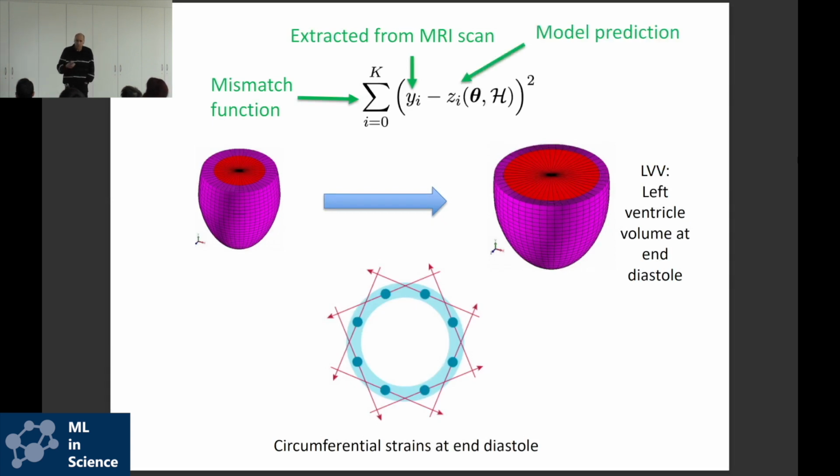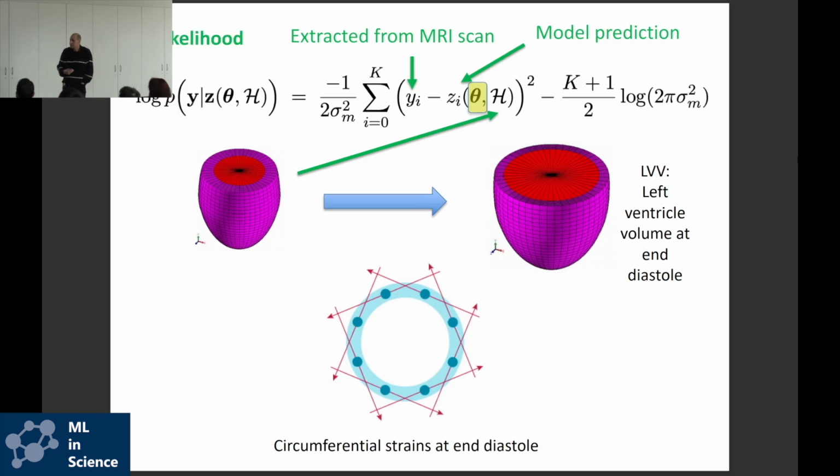The model depends on the shape of the left ventricle. It also depends on the cardiomechanic parameters. And we want to now infer the parameters by minimizing the mismatch. That would allow you to minimize the objective function and find the best parameters. It doesn't tell you anything about the uncertainty. In order to do uncertainty quantification, we want to go one step further. We want to get the whole likelihood.